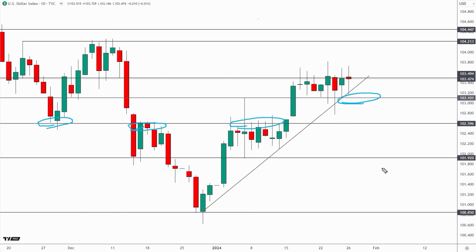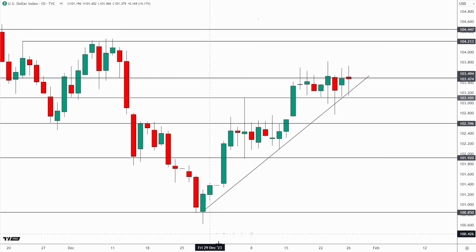Now, alternatively, if we see this finally break out above this area up here, we need to see something convincing in this region. Like I've said, daily closes up here to really flip this to support, and preferably a weekly close above that to really establish this as support down here.